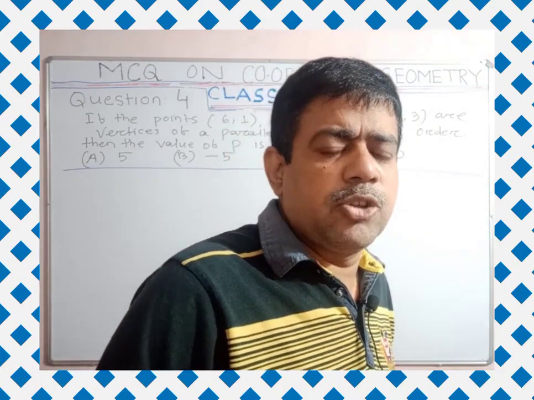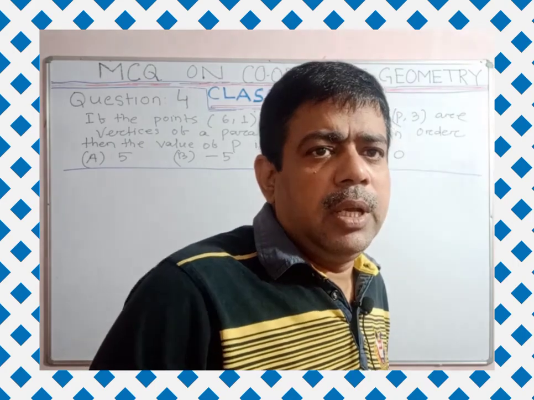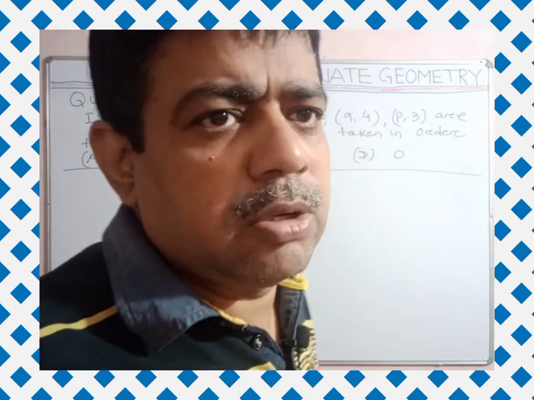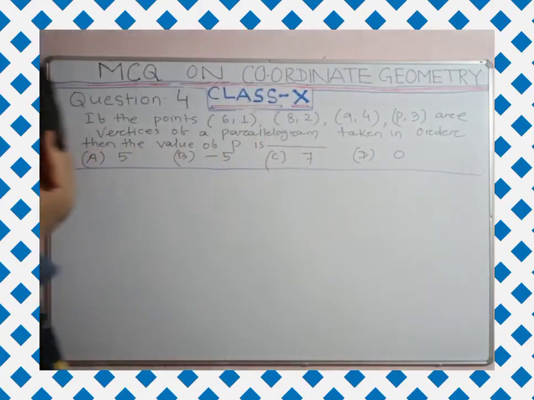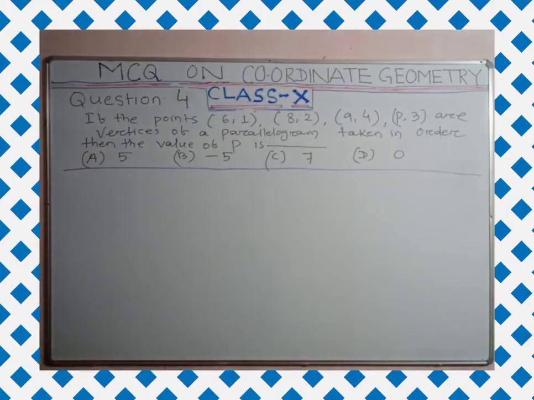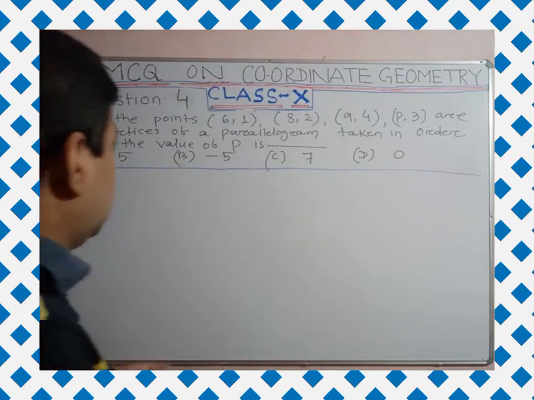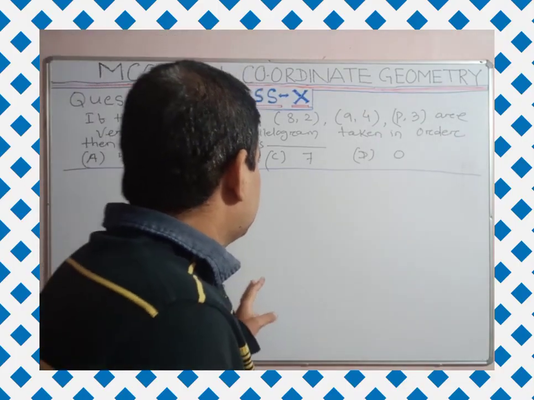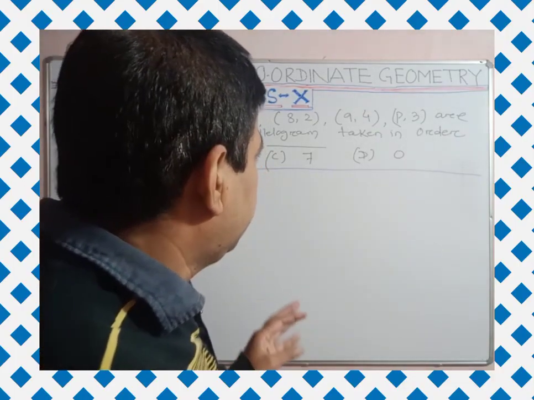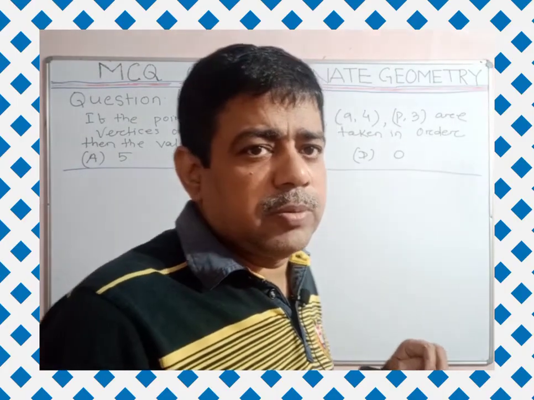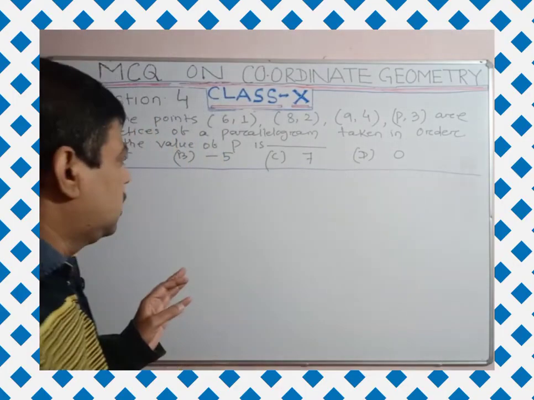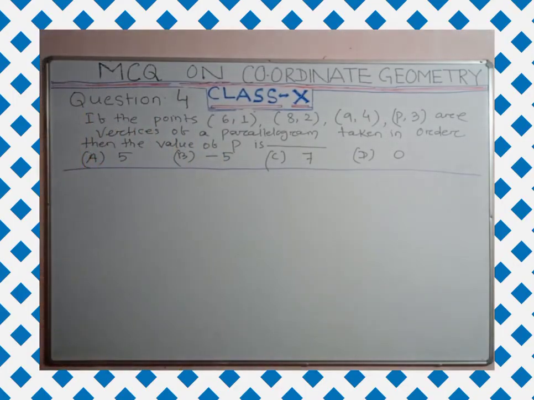Okay, next question, question number 4. Okay, another interesting question and most important question, also an easy question from your NCERT book. Here I am discussing. And here the question is that if the points whose coordinates are 6, 1, 8, 2, 9, 4, and the fourth vertex whose coordinate is P3 are the vertices of a parallelogram taken in order, then the value of P is what?